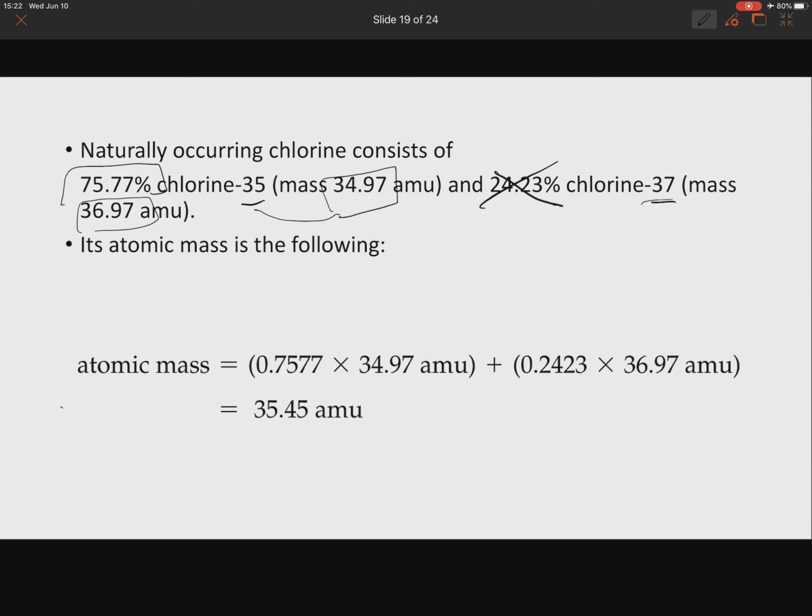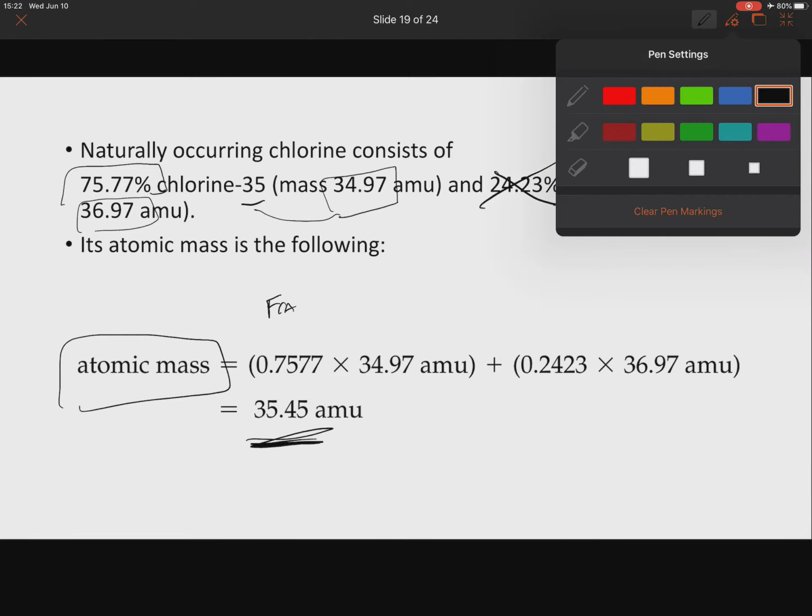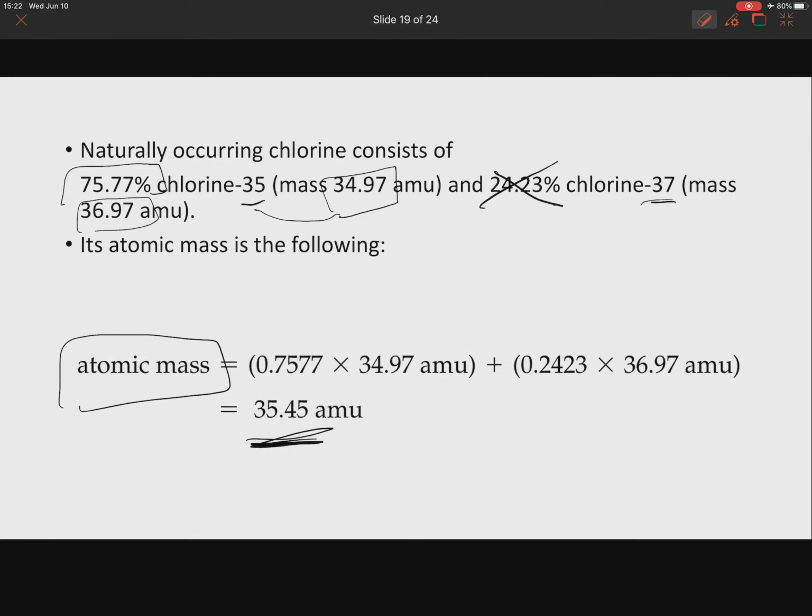To figure out the atomic mass, the one that we see on the periodic table for chlorine, we need to follow this formula. And this formula basically goes like this. The fraction of the isotope, let me write it this way, I'm going to say the decimal percent. Hope you guys know what decimal percents are. So if 75.77 is the percent, the decimal percent is when you take that and divide it by 100.